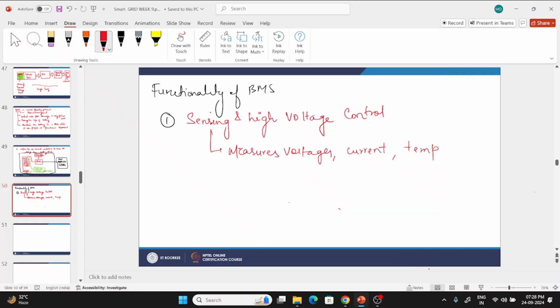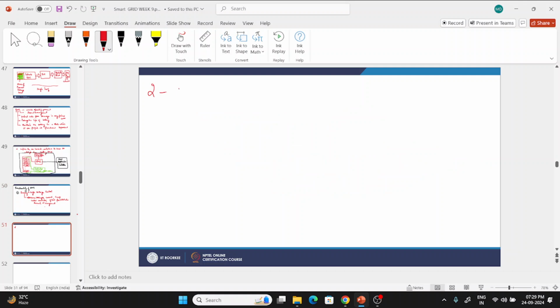temperature control, and control contactors, ground fault detection, and thermal management. Okay. Then another functionality of BMS is protection.